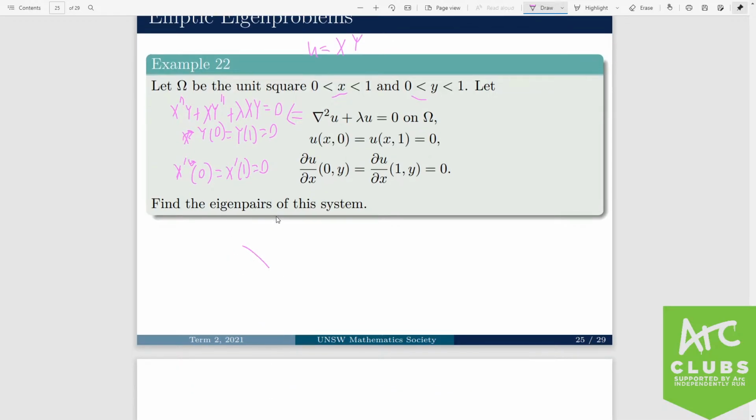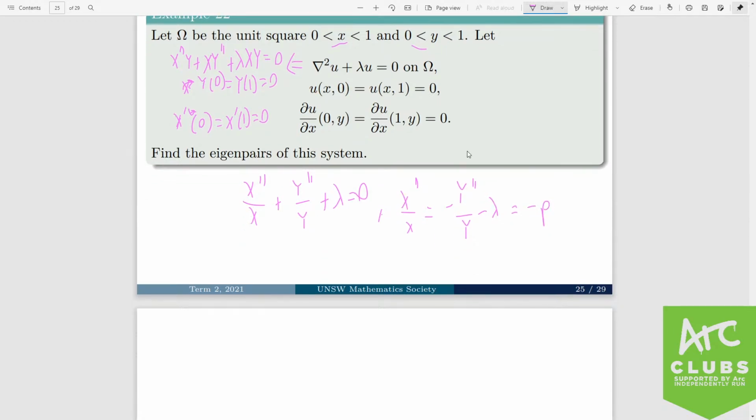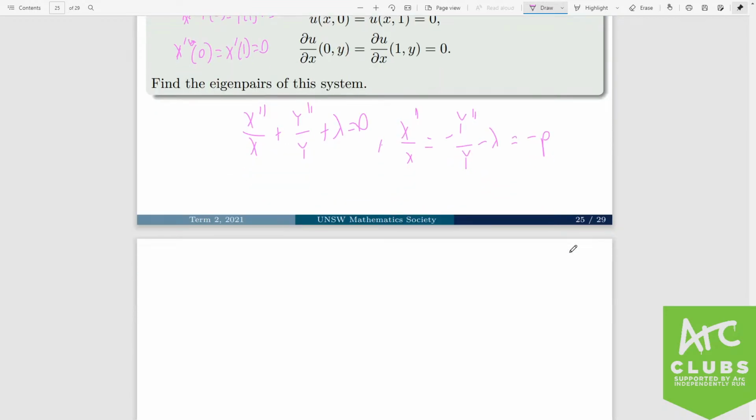So if we write this, X''/X plus Y''/Y plus lambda equals 0, then we get our two differential equations. So X''/X equals minus Y''/Y plus lambda. We move the Y to one side, so you only have to deal with it once, and we'll let that equal some separation constant. Since lambda is already used, we'll use a p instead.